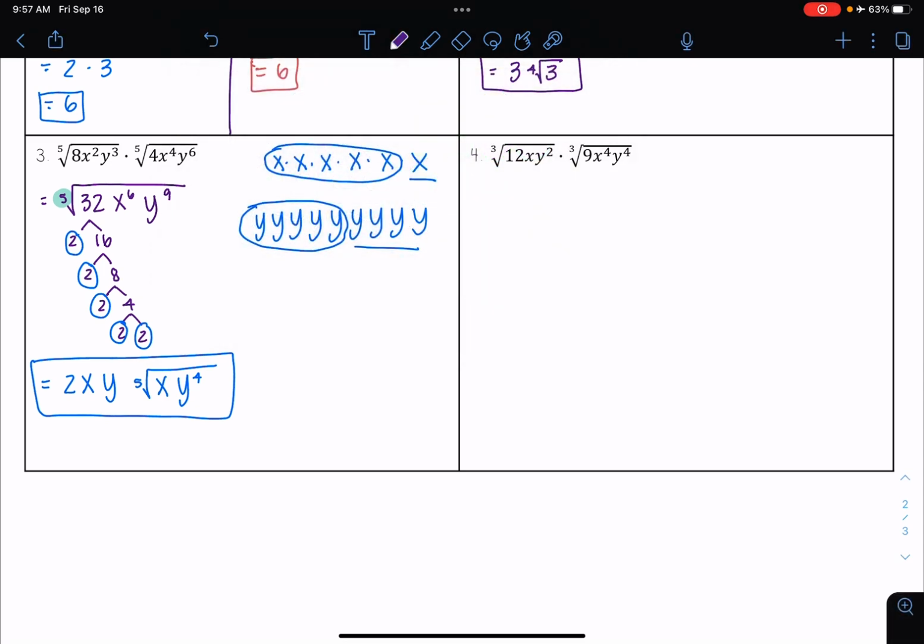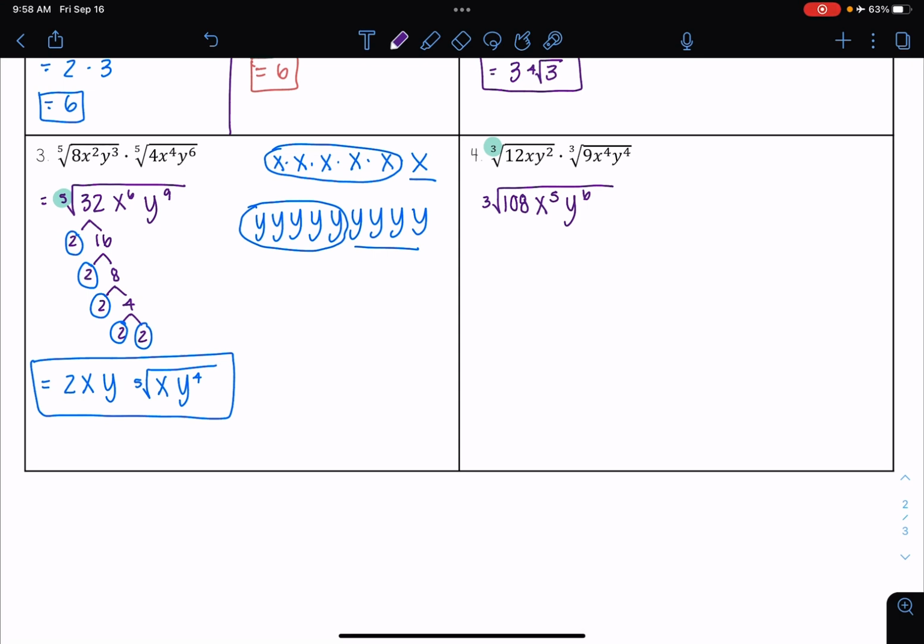Okay, let's look at one last one. Here I have the cubed root of 12xy squared times the cubed root of 9x to the 4th, y to the 4th. Here I'm going to note that my index is 3, so I'm looking for groups of 3 that I could take out. Well, 12 times 9, I get 108. X times x to the 4th is x to the 5th. And y squared times y to the 4th, I get y to the 6th.